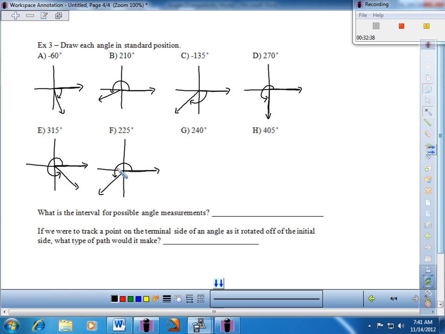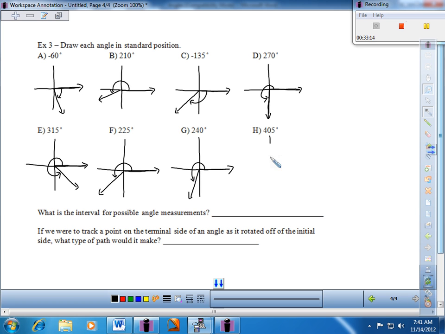Okay, so this is 225 degrees. This is negative 135 degrees. Two different angle measurements. Be very clear on that piece. 240, everybody. 240 is also quadrant 3, a little closer to that y-axis, something like that.